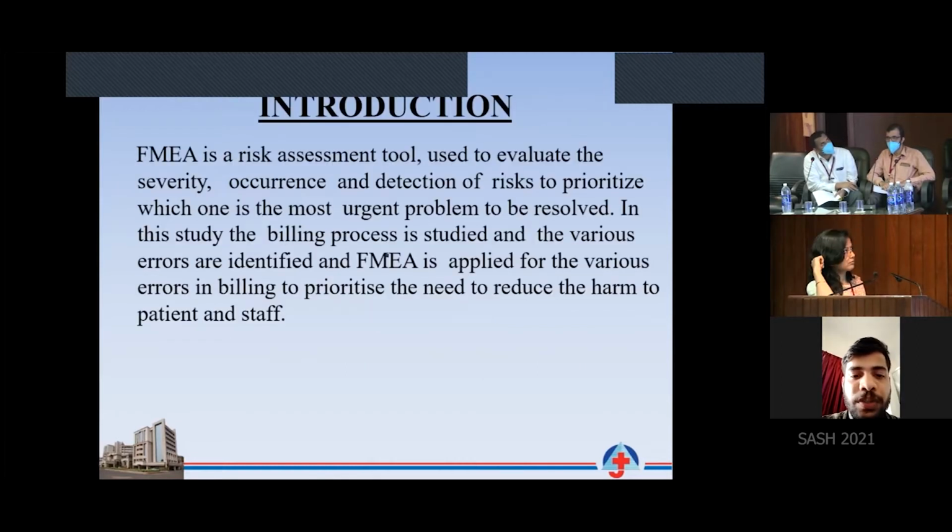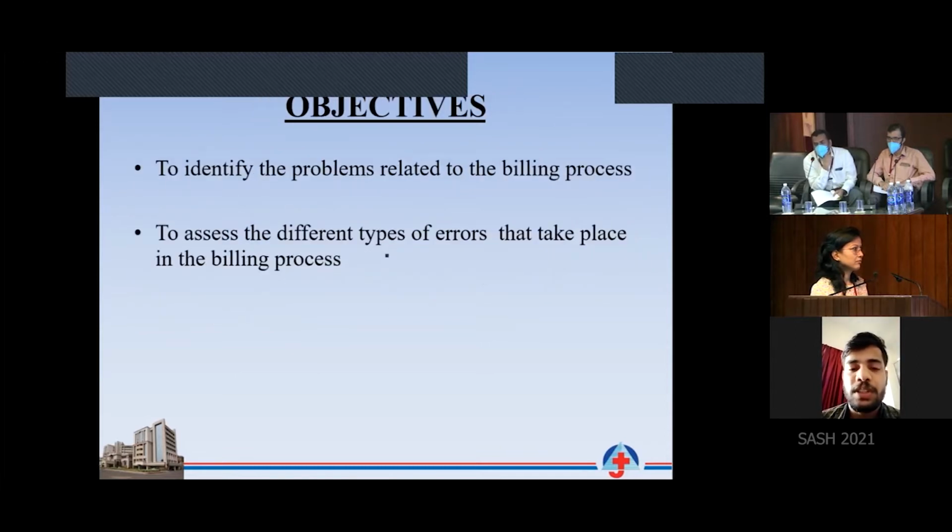Next, introduction. Failure Mode Effect Analysis is a risk assessment tool used to evaluate the severity, occurrence, and detection of risks, giving a risk priority number which shows the most urgent problem to be resolved. In this study, the billing process is studied and the various errors are identified, and FMEA is applied to the various errors in the billing process to reduce harm to patients and staff. Next, the objective of this study is to identify the problems related to the billing process and to assess the different types of error that take place in the billing process.